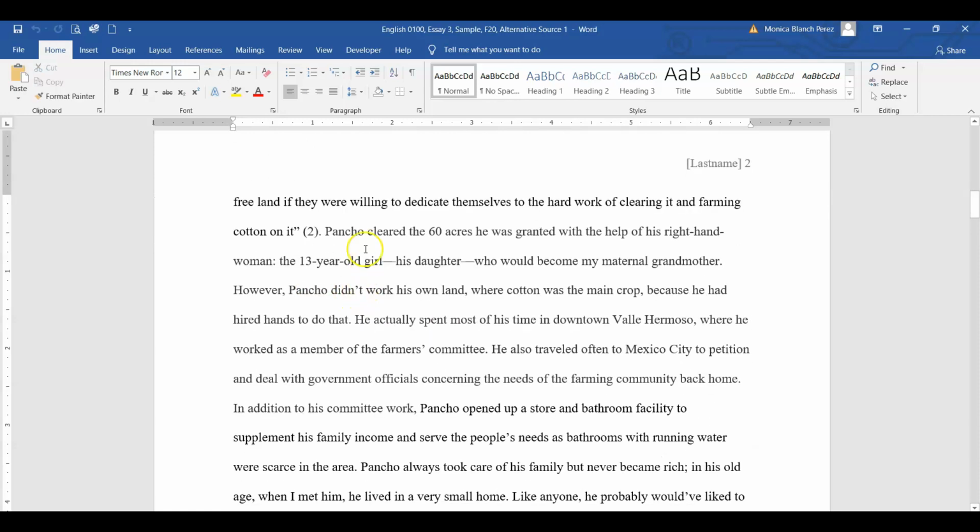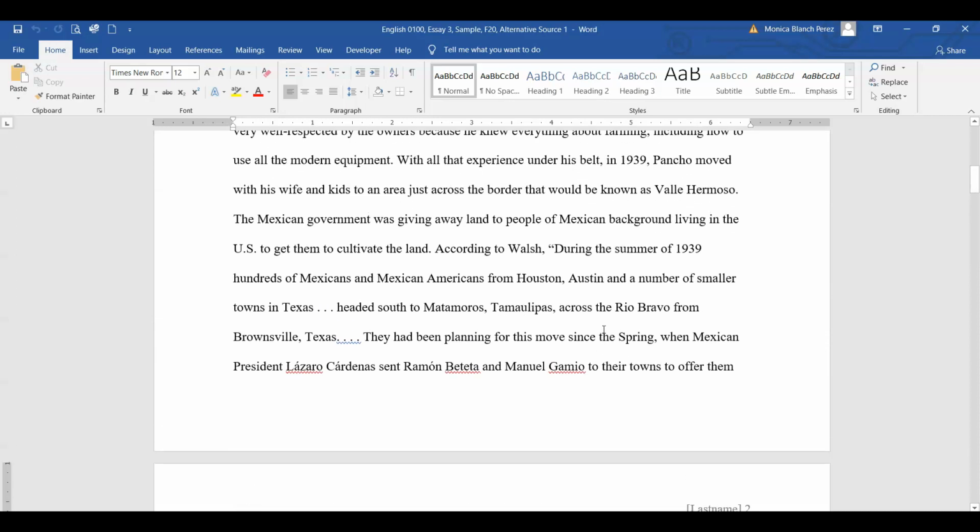And then notice the paragraph continues. Pancho cleared the 60 acres he was given with the help and so on and so forth, right? However, Pancho didn't work his own land where cotton was the main crop. Notice how perfect that quote is. And I'm wondering, how come I didn't put this one?